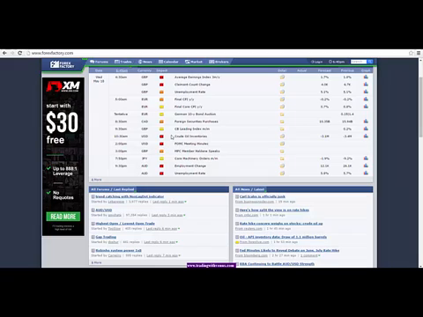Going into the US session, there's only one important piece of news that's coming out at 10:30 a.m. Eastern, which is the crude oil inventories. So the most important data point that's coming out tomorrow will be the FOMC meeting minutes, which is in the afternoon at 2 p.m. Eastern. So this is something that the market will be paying a lot of attention to.